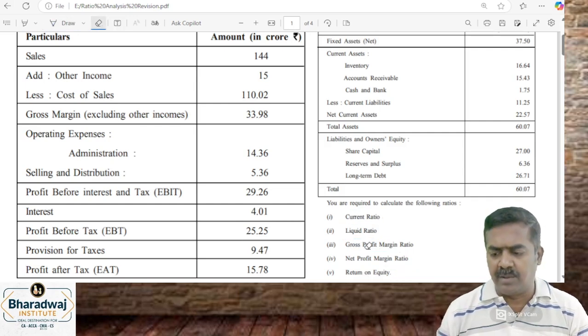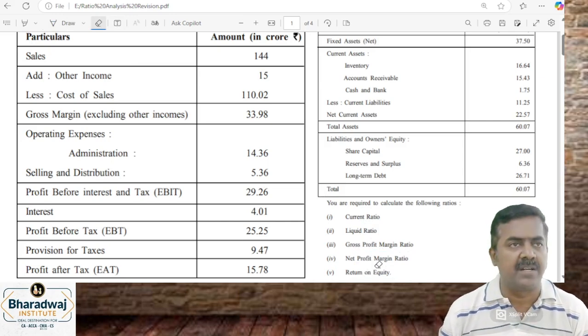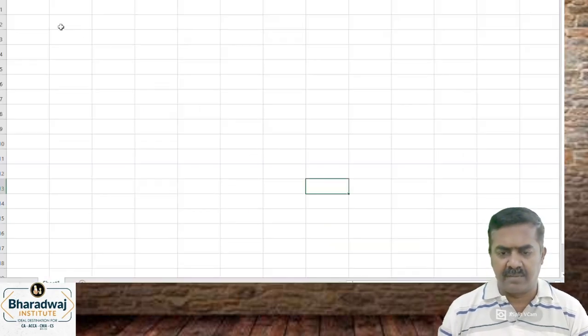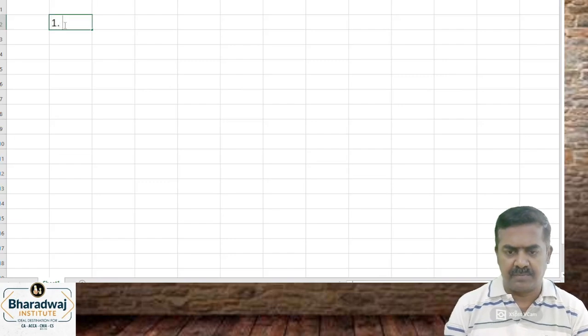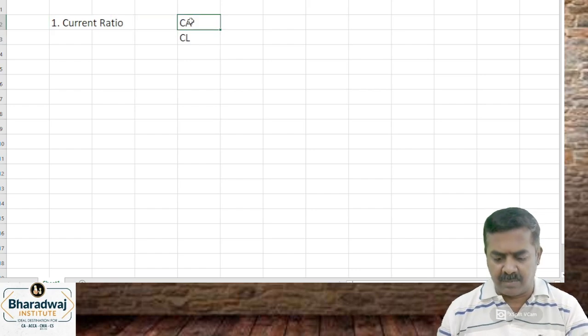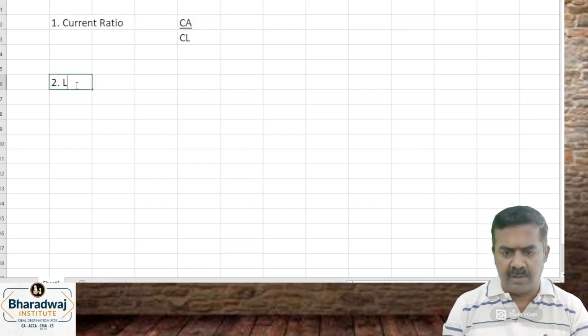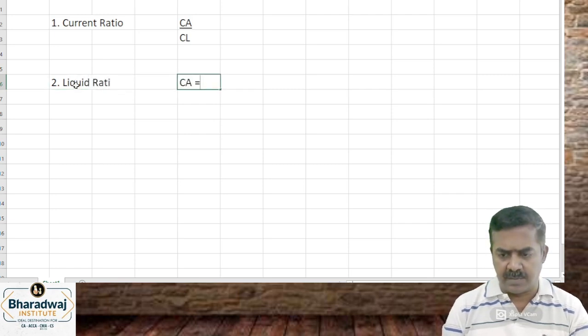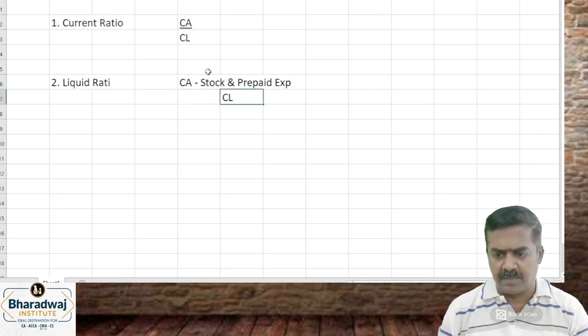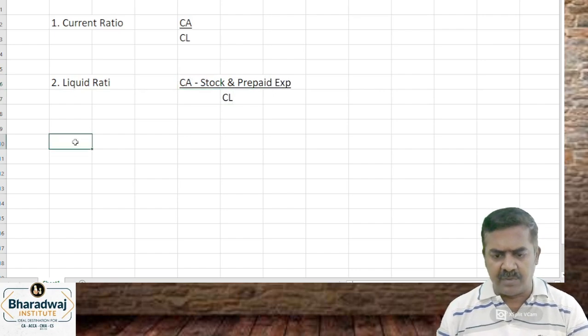Current ratio, liquid ratio, gross profit margin, net profit margin and which one? Return on equity. First let us write the formula that is required. First in a ratio. Avoid example short forms. Classroom purpose is okay. Current assets divided by current liabilities. Liquid ratio. Current assets minus stock and prepaid expenses divided by current liabilities. Like this, let us be clear on which formula we are going to use.